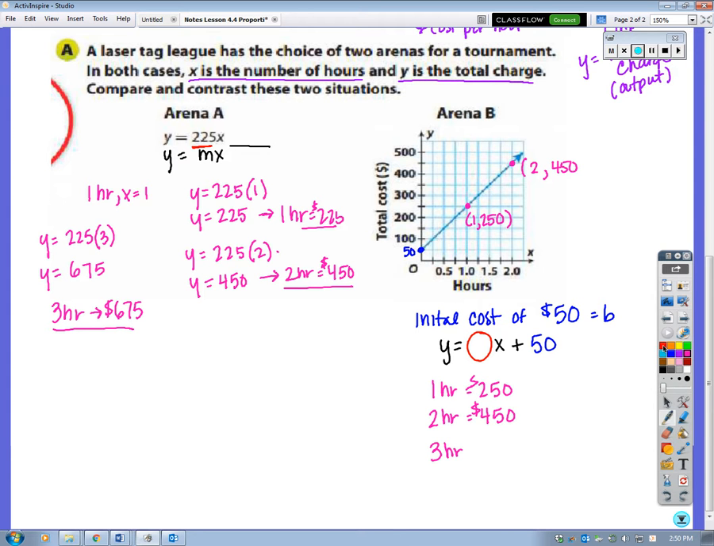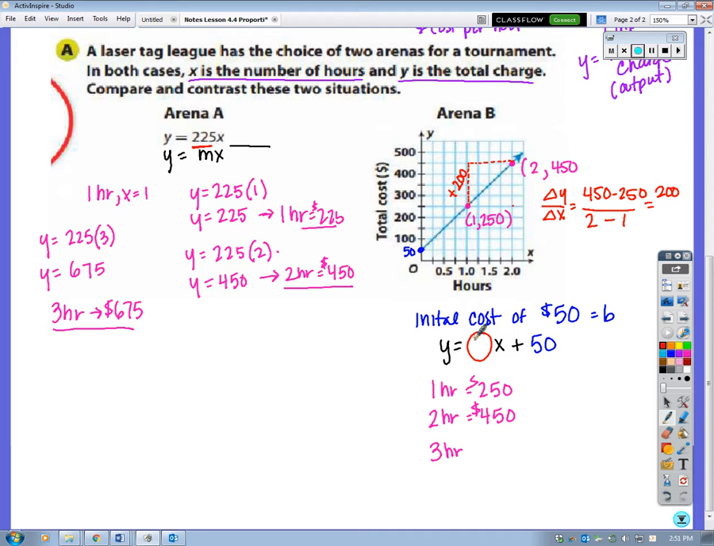Try that again. So my change in y over change in x is 450 minus 250 because I'm trying to find my rise, right? 450 minus 250, which equals 200. Right, because this is a plus 200. And then my change in x is from 2 to 1, right? From 2 hours to 1 hour. So my run is 1 hour there.